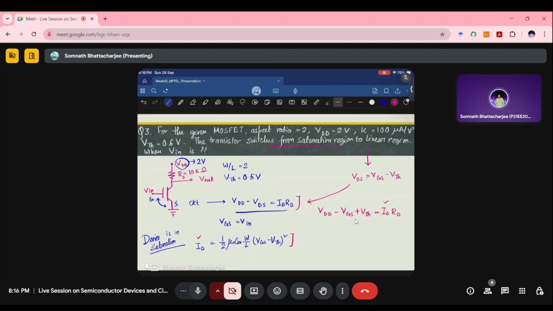And obviously we don't know the value of VGS here as well. So we can directly get the value of VGS by equating these two equations. We just have to substitute the value of ID from both. So try to solve this. I guess you can get this right now.